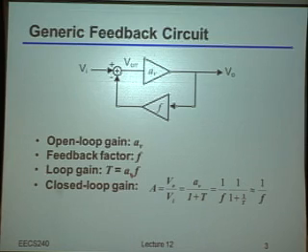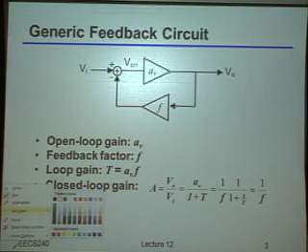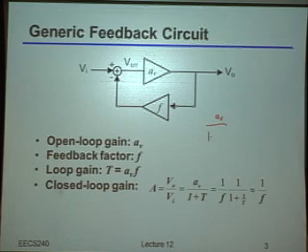So if I look at the closed loop gain of this structure, as I'm sure you've all seen many, many times before, that closed loop gain is just AV over 1 plus T, right? Or to say it in another way, which people are often more familiar with, that's just AV over 1 plus AV times F, okay?